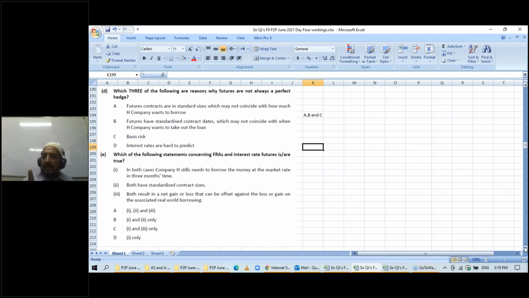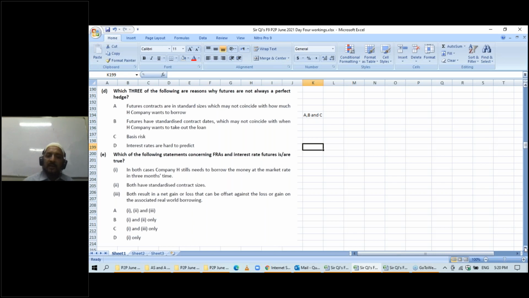Then, both have standardized contract size. So there is a standardized contract size for a futures contract, but not for an FRA. An FRA is negotiated with the bank. So if you need a loan in future and you're exposed to an interest rate increase, go to the bank and get the amount negotiated. It's not of a fixed size, so it depends on how much you are going to borrow. So it's not of a standard size, it is tailor made. That's why this does not apply to FRAs. So the second one is not true for both.